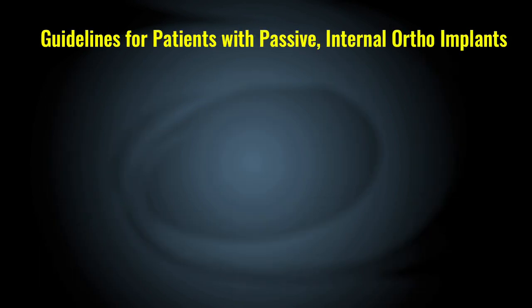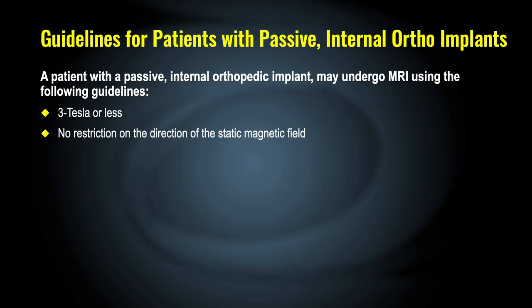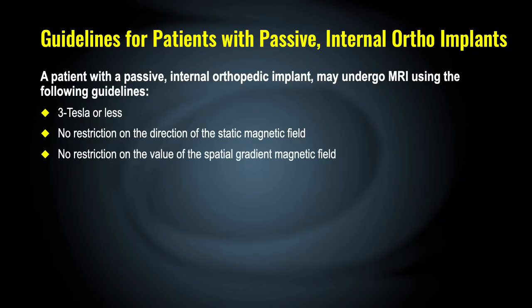The general guidelines for this classification of medical products indicate that a patient with a passive internal orthopedic implant may undergo MRI using the following conditions: 3 Tesla or less. There is no restriction on the direction of the static magnetic field, and there is no restriction on the value of the spatial gradient magnetic field.